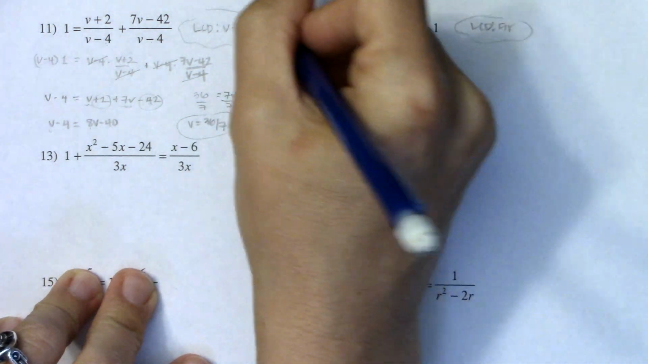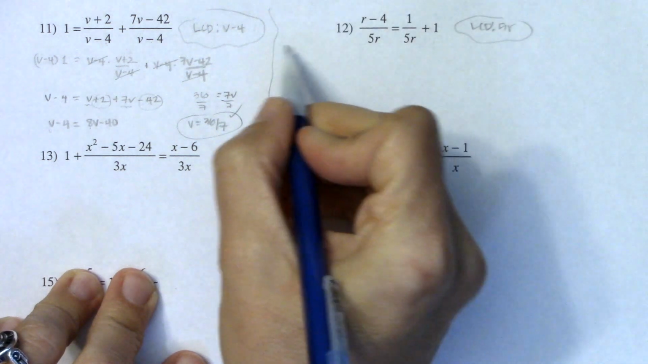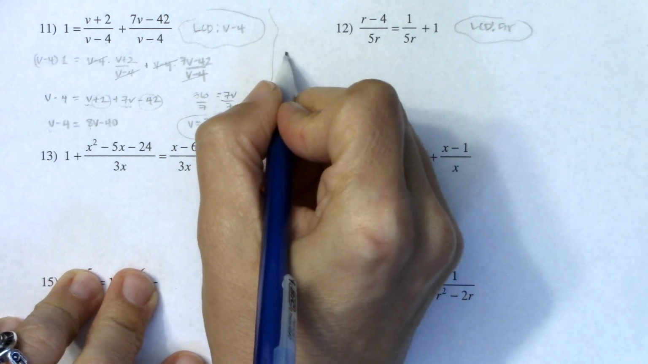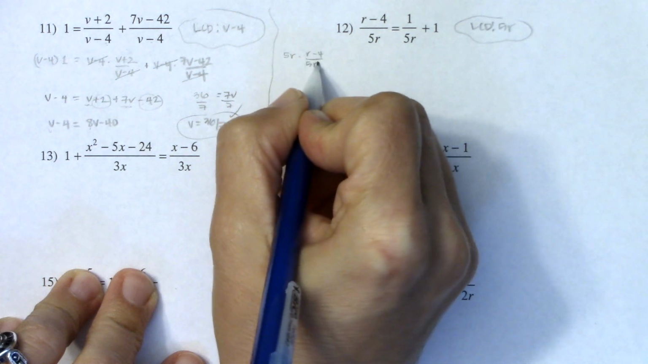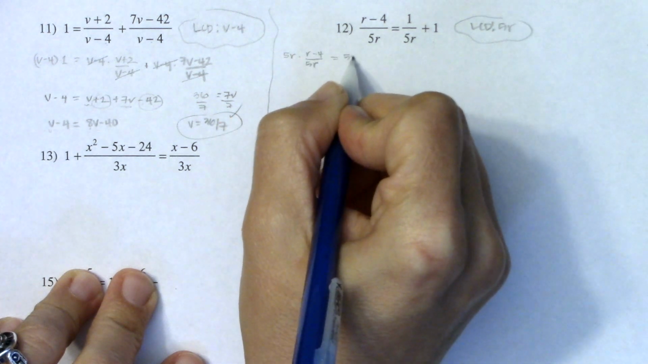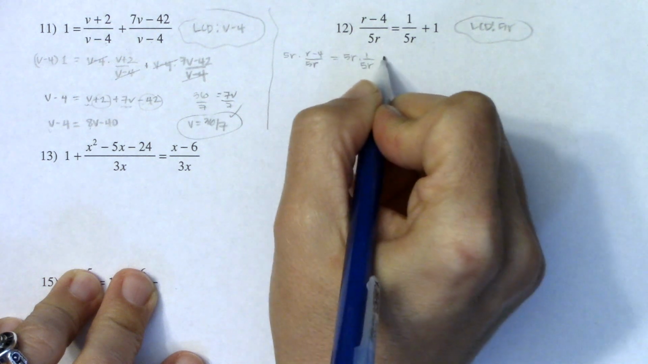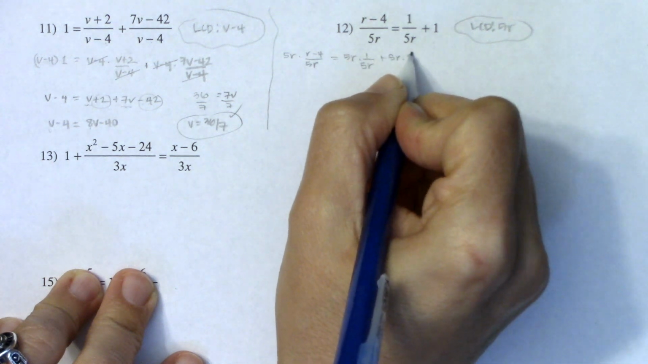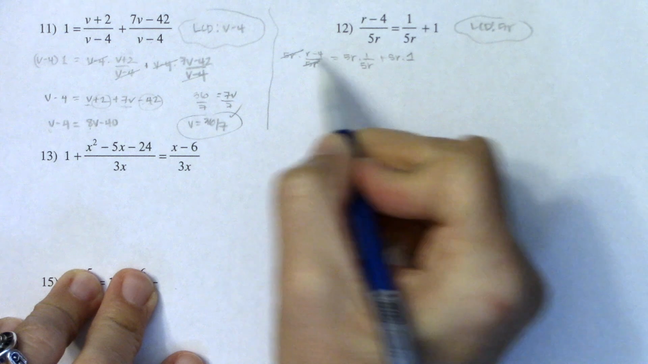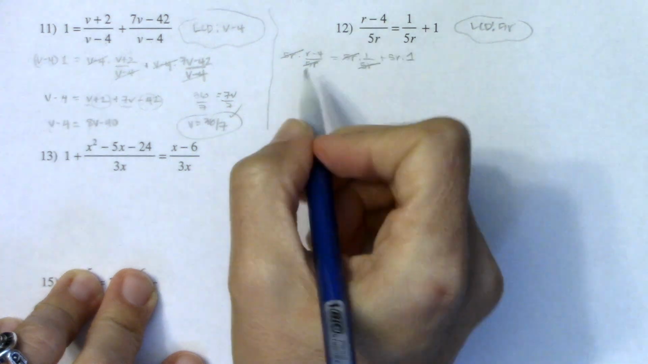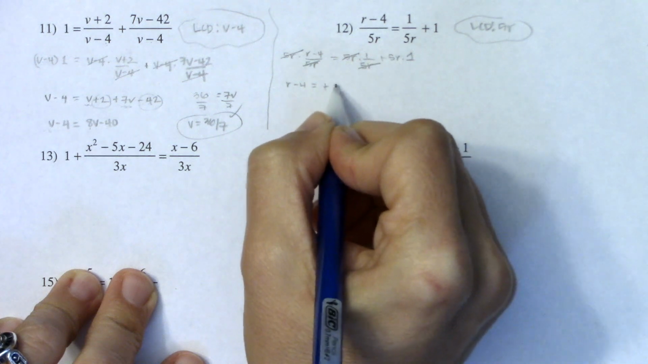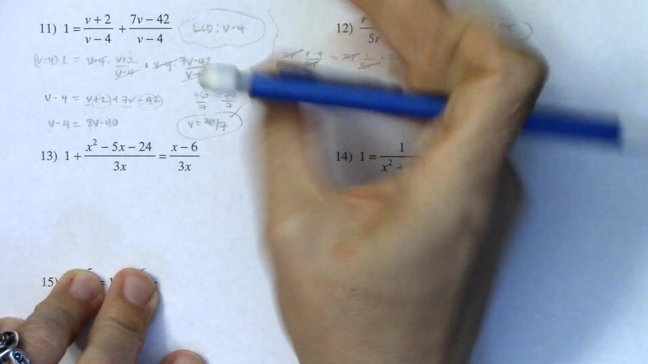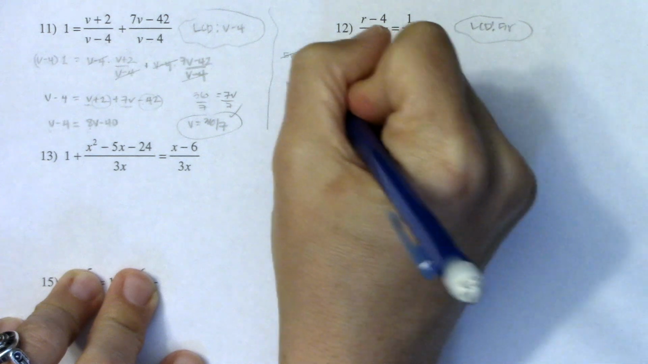All right, let's do the same thing over here. I'm just going to give myself a little bit more space, so I'm going to start here. So 5r times r minus 4 over 5r would be equal to 5r times 1 over 5r plus 5r times 1. 5r's are going to cancel, 5r's are going to cancel, so I have r minus 4 would be equal to 1 plus 5r.